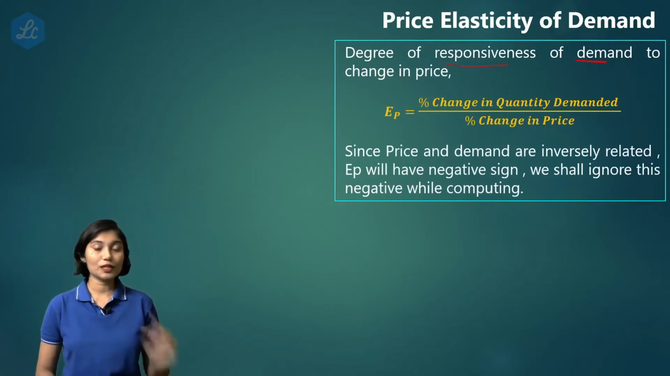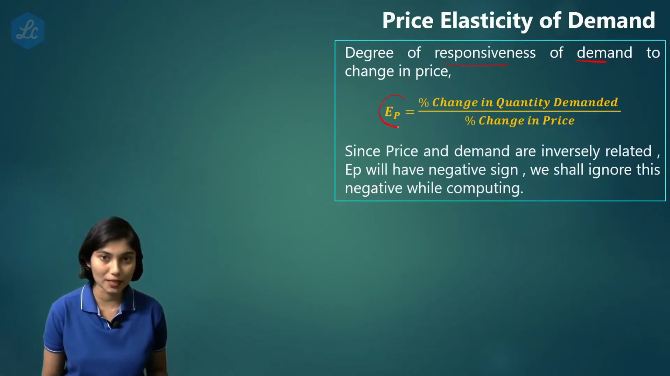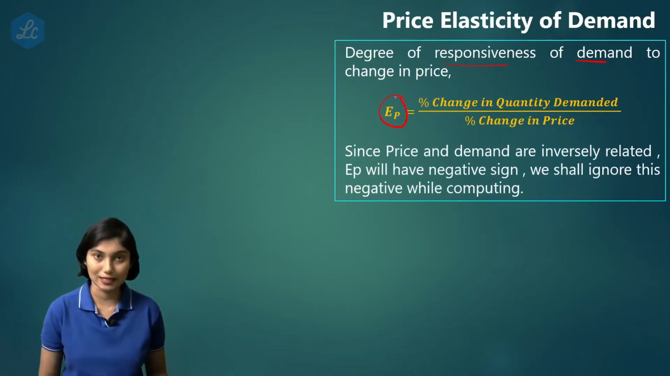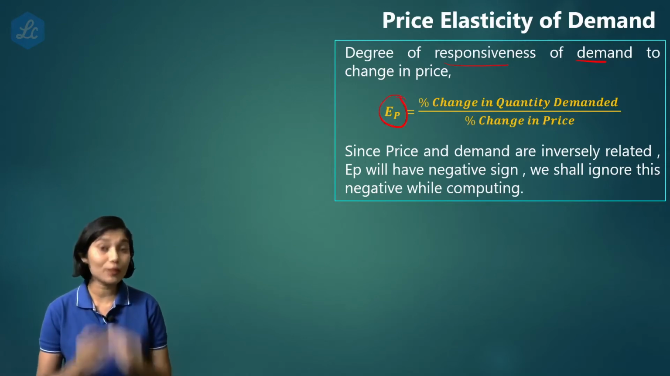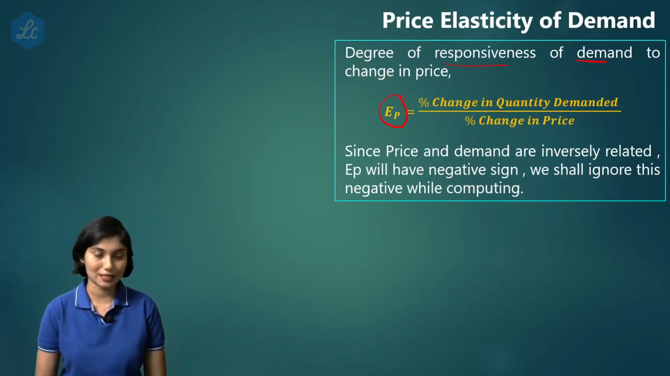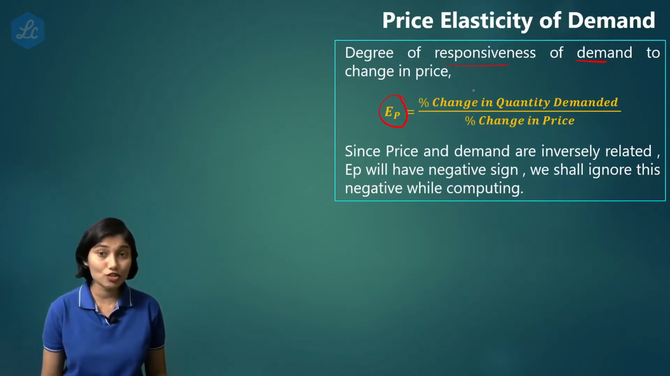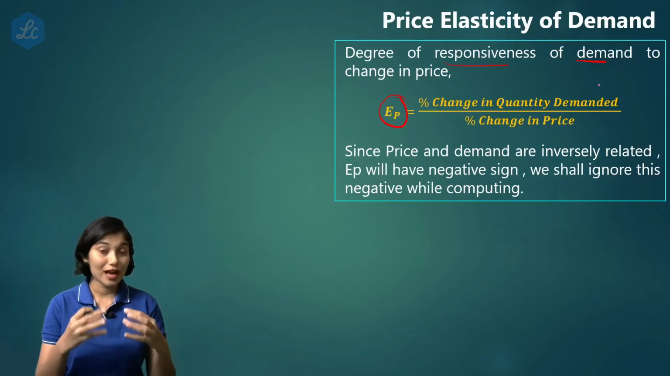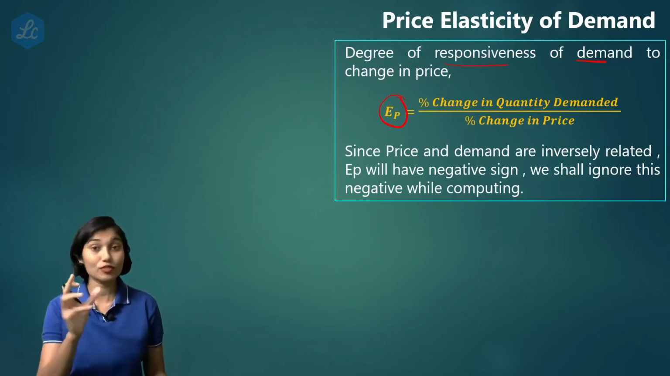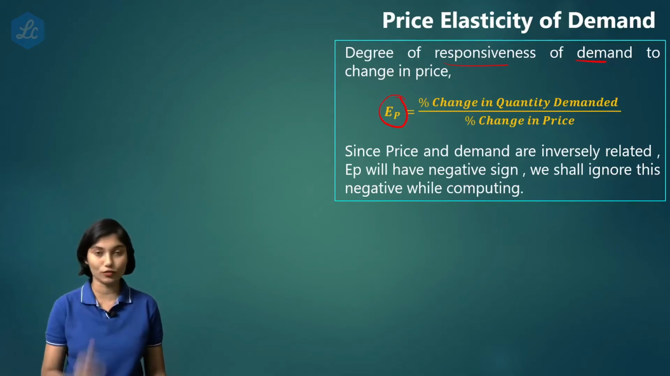Now, EP means price elasticity. There is a particular formula for computing price elasticity. So what is this formula? The formula is the percentage change in quantity demanded, meaning how much the quantity demanded has changed in terms of percentage, divided by the percentage change in price. This is one of the formulas.